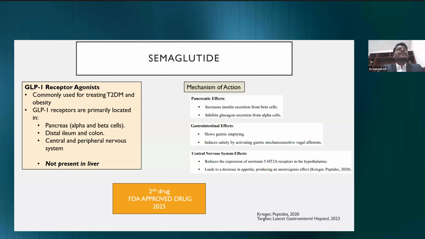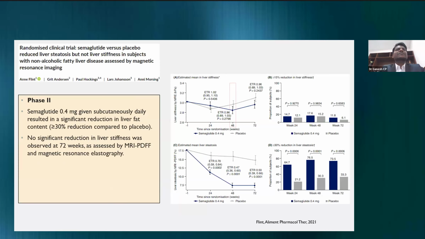The receptors are present in the pancreas, distal ileum, colon, and central and peripheral nervous system, and there are no receptors in the liver. So it increases insulin secretion, inhibits glucagon secretion, and delays gastric emptying. In the central nervous system, it reduces the expression of serotonin and leads to a decrease in appetite. By doing all this, semaglutide helps in reducing the weight and thereby reducing the fibrosis also.